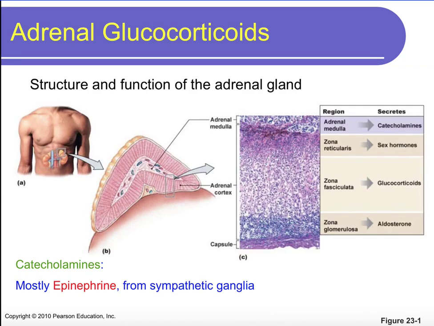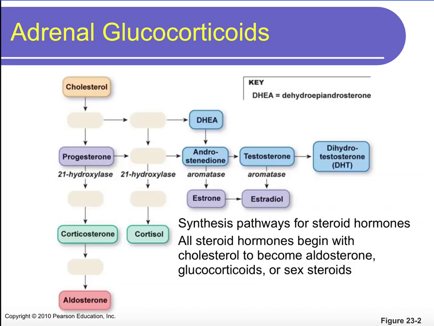So our adrenal glucocorticoids are released by our adrenal gland. If we take a look at our adrenal gland, we have our adrenal medulla in the middle, which releases our catecholamines, mostly epinephrine, which is associated with the sympathetic nervous system. Then in the adrenal cortex we have the zona reticularis, which releases sex hormones, the zona fasciculata, which releases glucocorticoids like cortisol, and then the zona glomerulosa, which releases the hormone aldosterone, which works on the kidneys.